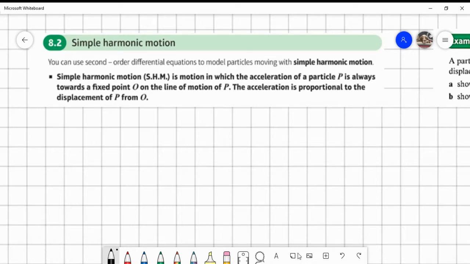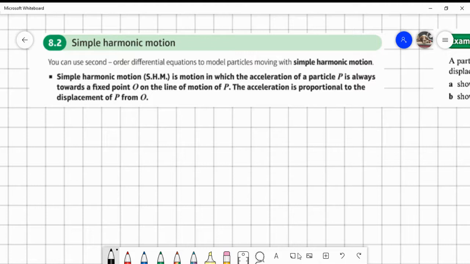Today we're going to look at section 8.2 from chapter 8 in the Core Pure book, Year 2: simple harmonic motion. So this is second order differential equations that are going to be used in real life situations, well, their applications to almost real life situations to begin with. It's all about simple harmonic motion.